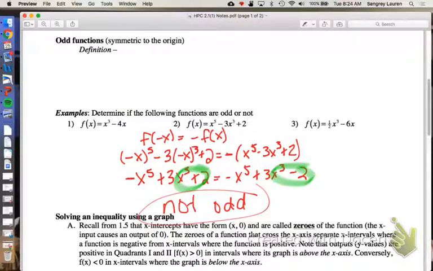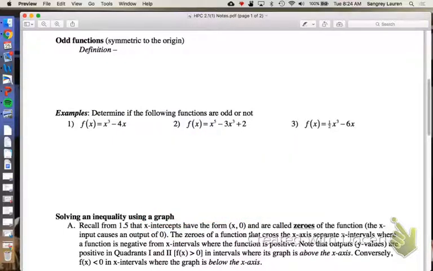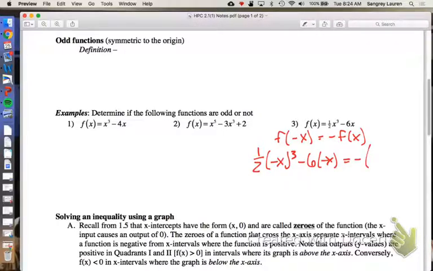Okay, the last one, I'm going to erase again just to give myself some more room. Okay, so again, we are checking, does f of negative x equal the opposite of the function? So on the left we have 1/2 times negative x cubed minus 6 times negative x. Does that equal the opposite of our function?